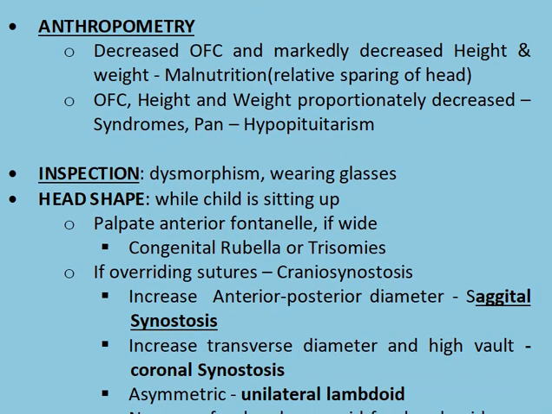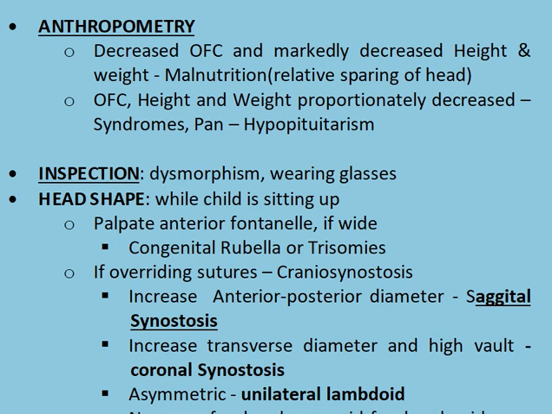After that, you do the inspection for dysmorphism or any visual impairment, such as the child wearing glasses. Then you look for the head shape. While the child is sitting up, palpate the anterior fontanelle. If wide, think of congenital rubella syndrome or trisomies. If there are overriding sutures, there can be craniosynostosis, which is a premature closure of the sutures.